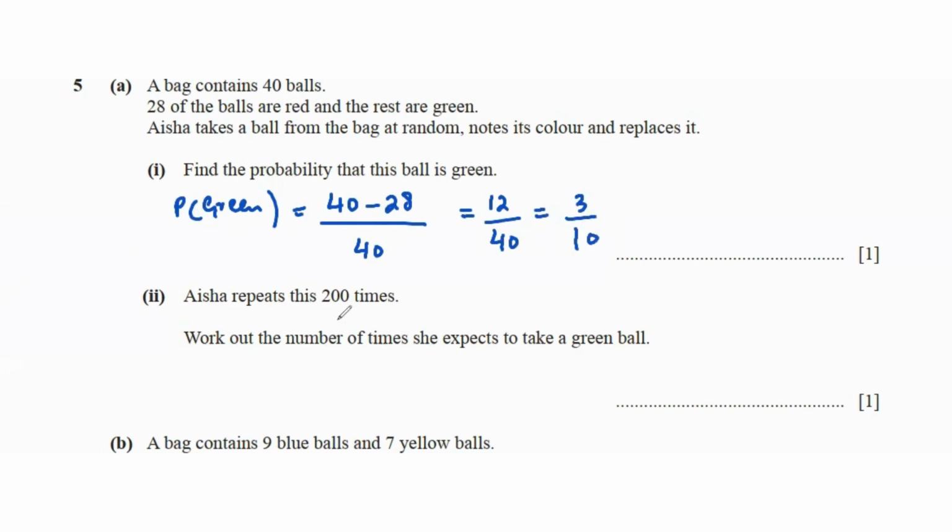Then it says Aisha repeats this 200 times. Work out the number of times she expects to get a green ball. So we're just going to multiply 3 over 10 by 200, which is going to be 60. So she expects the ball to be green 60 times.